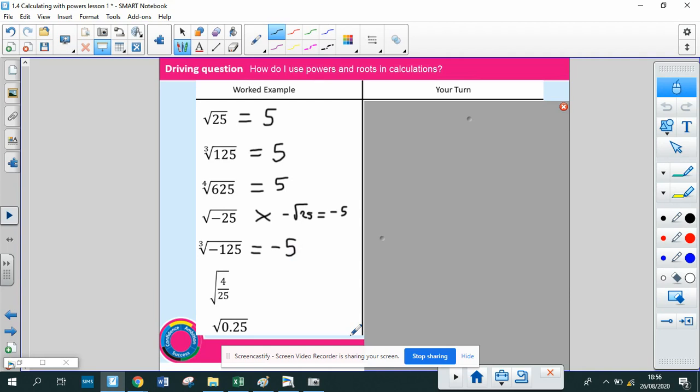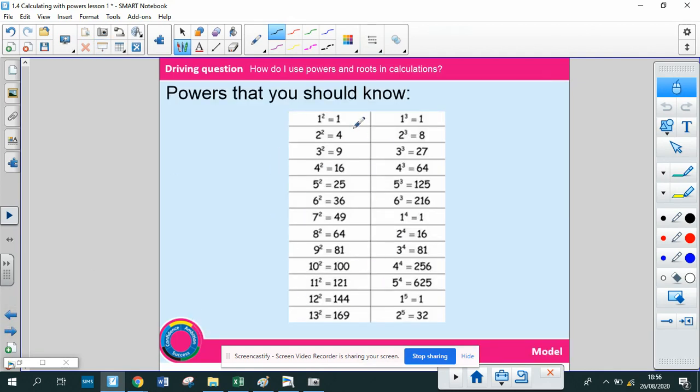Okay, when we square root fractions, we just square root the numerator and we square root the denominator. So that's the same as root 4 over root 25, which is 2 over 5. Now we have a decimal. It's difficult to root a decimal sometimes, but we can convert it to a fraction. We know that 0.25 is the same as 1 quarter. The square root of 1 is 1, and the square root of 4 is 2. There we go. We wouldn't have been able to answer any of these if we didn't know these facts. So just to remind you one more time, it's really important that you remember these facts here.